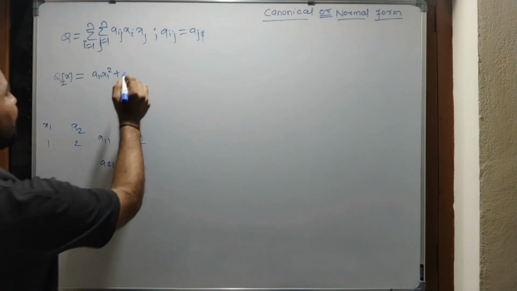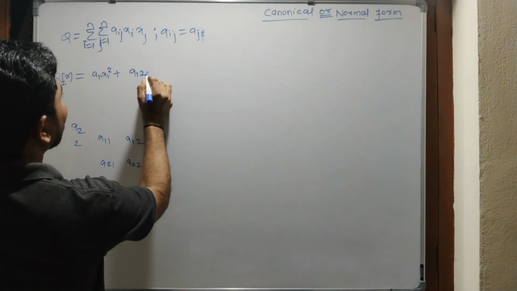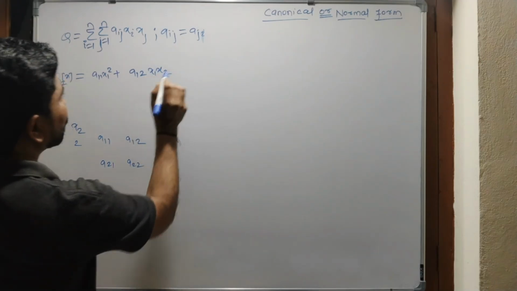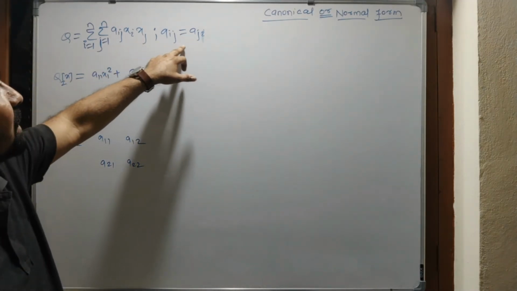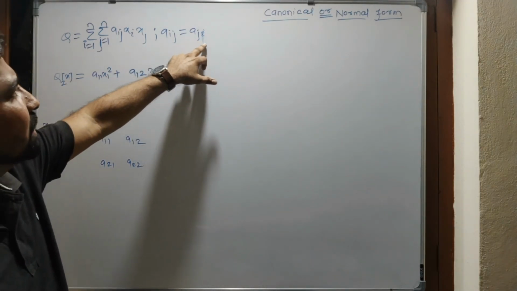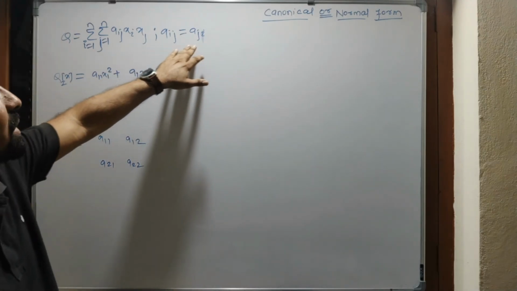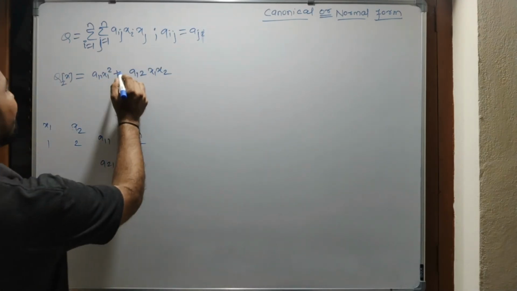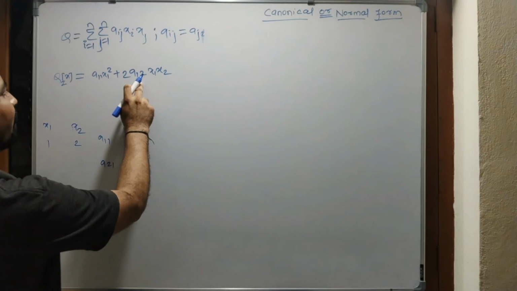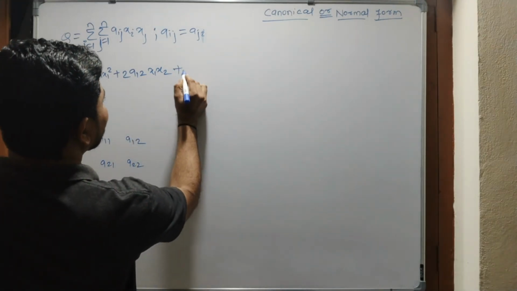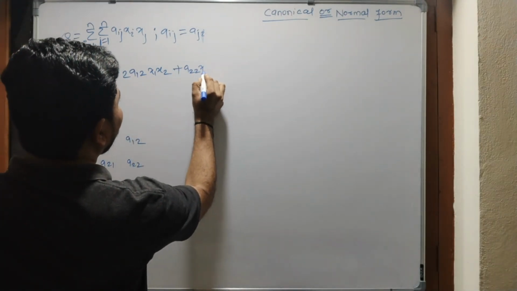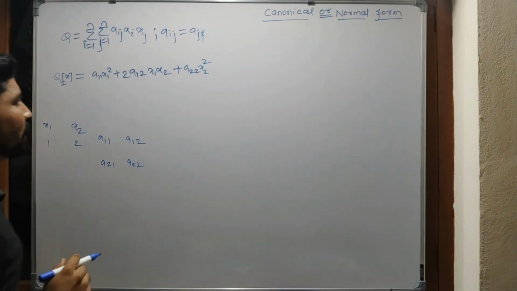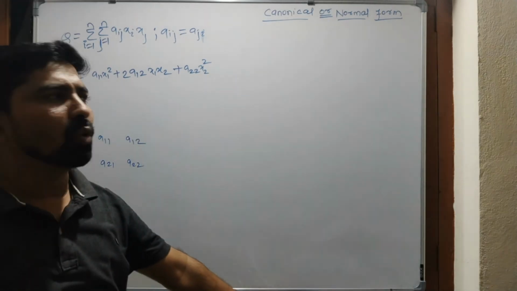a12 x1 x2. But here a_ij is the same as a_ji, so a12 is the same as a21. So if a12 is the same as a21, I am writing 2 times a12 x1 x2 plus a22 x2 square. So this is the quadratic form in two variables.